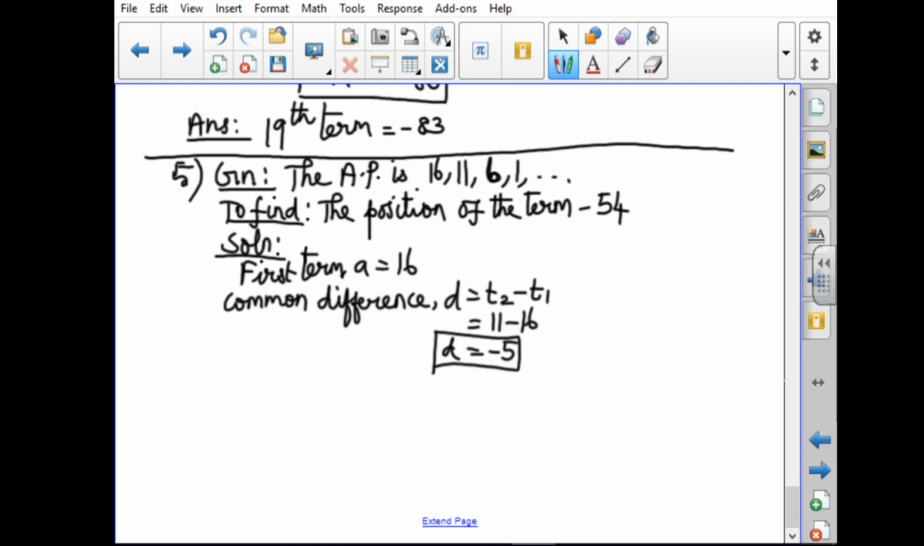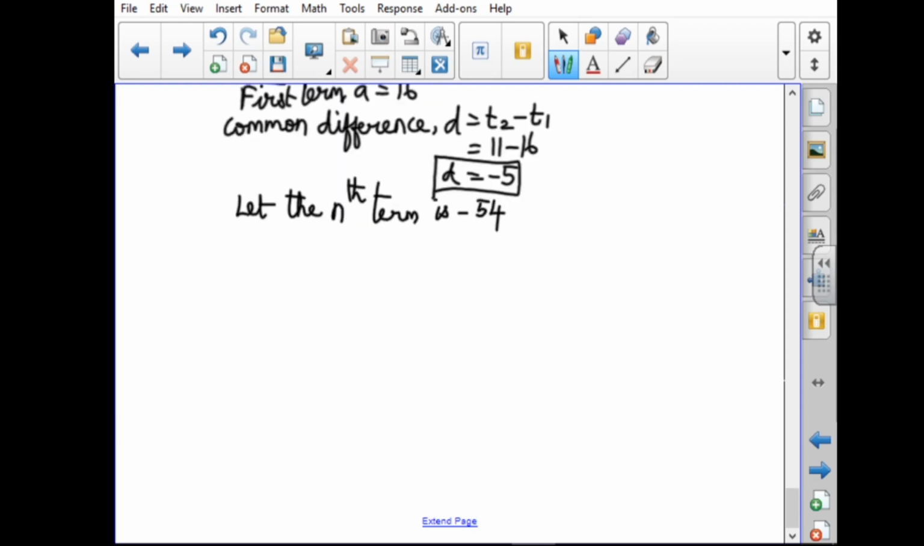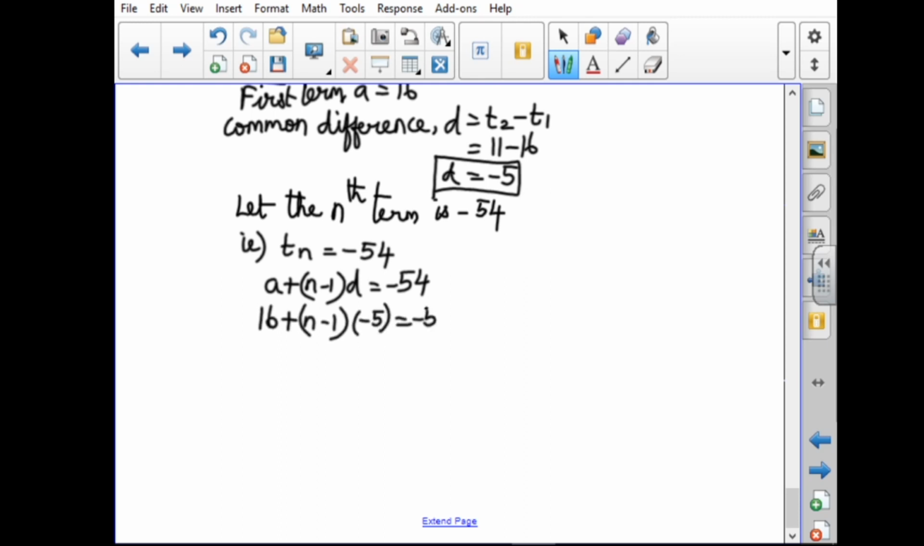Now we have to find the position of the term minus 54. I take the minus 54 as the nth term. Let the nth term be minus 54. That is, Tn equal to minus 54. We know the formula: A plus n minus 1 into D equal to minus 54. We substitute the values for A and D. A is 16, so 16 plus n minus 1 into D, which is minus 5, equal to minus 54.